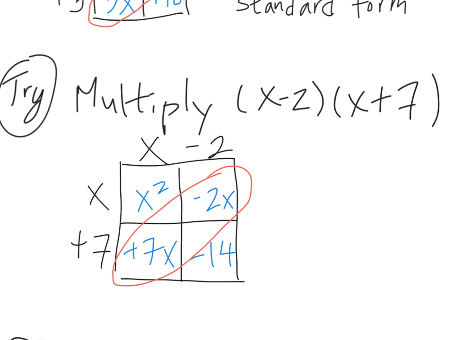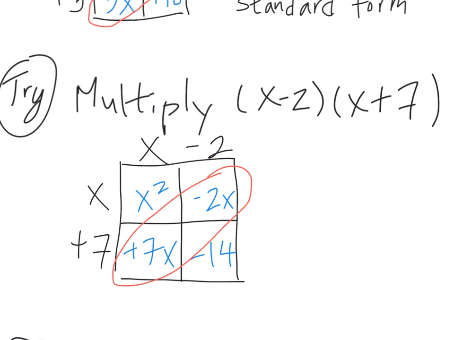All right, did you guys get the answers inside the boxes? x times x is x squared. x times negative 2 is negative 2x. x times positive 7 is positive 7x. And positive 7 times negative 2 gives you negative 14.